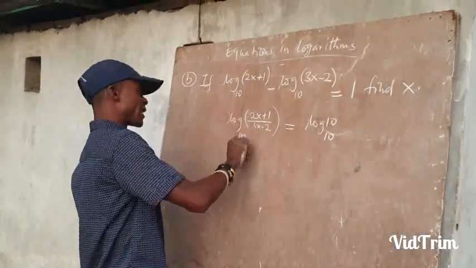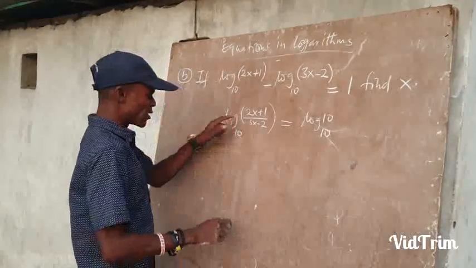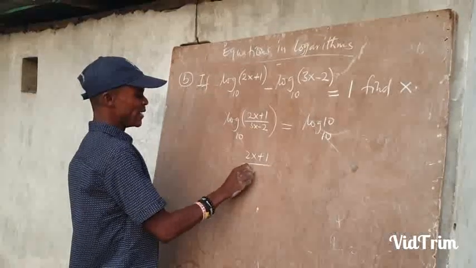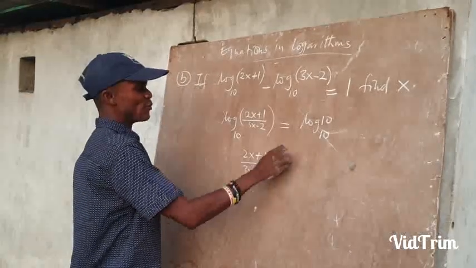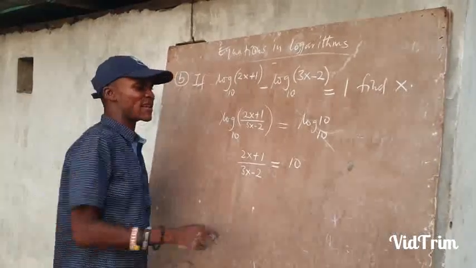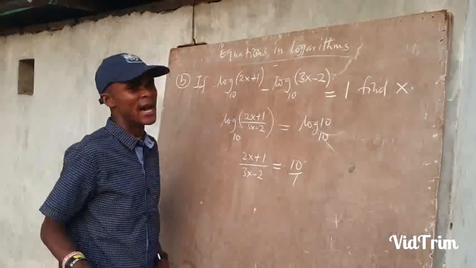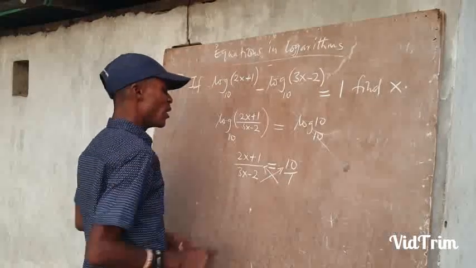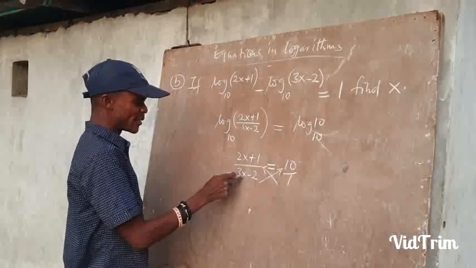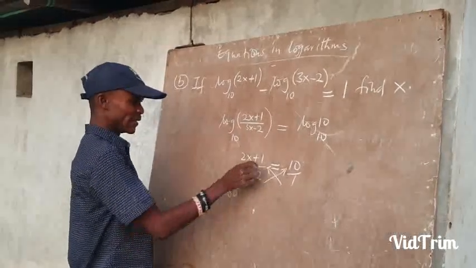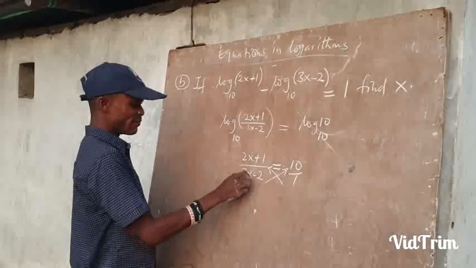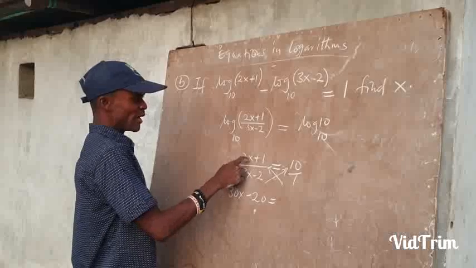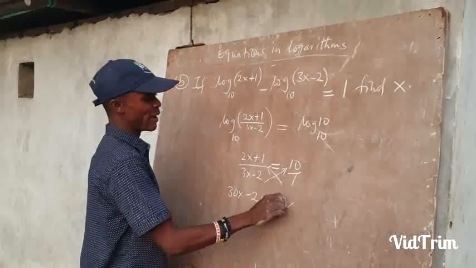Now log base 10 cancels log base 10. What you see here is 2x plus 1 divided by 3x minus 2. That is giving us 10. 10 is the same as 10 over 1. Nothing changes that. We cross multiply. When you cross multiply, you get 10 times 3x, that is 30x. 3 times 10 is 30, 30x, minus 2 times 10 is 20. 2x plus 1 times 1 is the same as 2x plus 1.